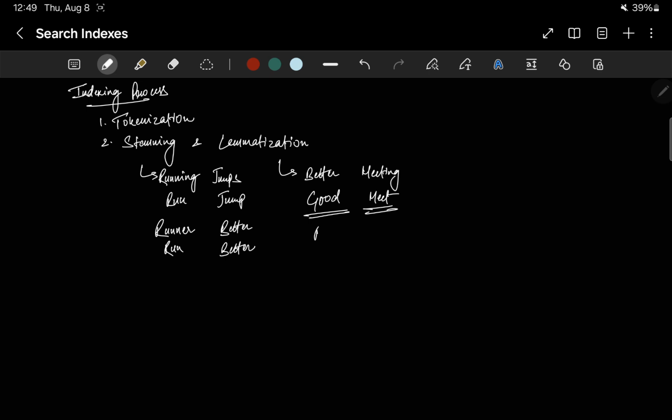And yeah, here again, if we take the example of runner, lemmatization will not change it because it knows that runner is a noun. Okay, so it will remain the same. Next, we will see index update strategies.